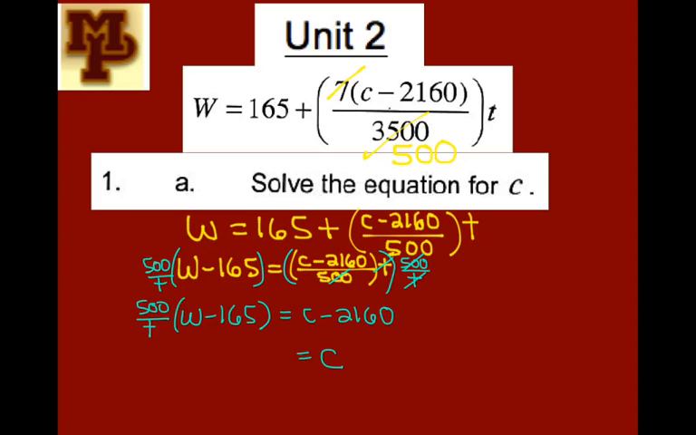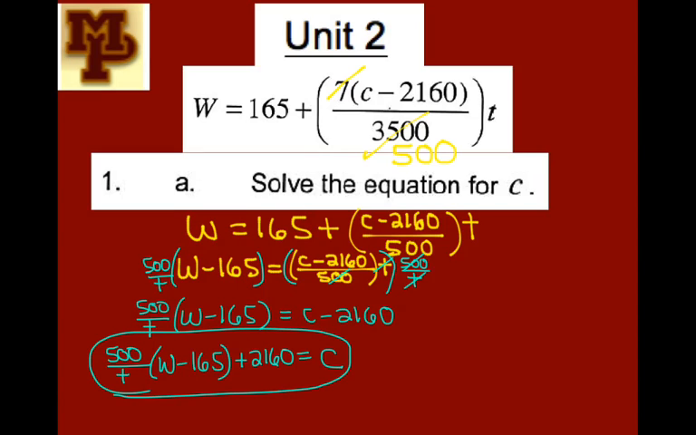So I'm going to say C equals, and on the left-hand side I have 500 divided by T, W minus 165, and then I'll have to add that 2160. So it'll be plus 2160, and that'll of course cancel from the right-hand side. So this is what C should be. C is isolated, and now we're ready to utilize it in the next step. Let me write down exactly what I have here so I can utilize it in the next screen.